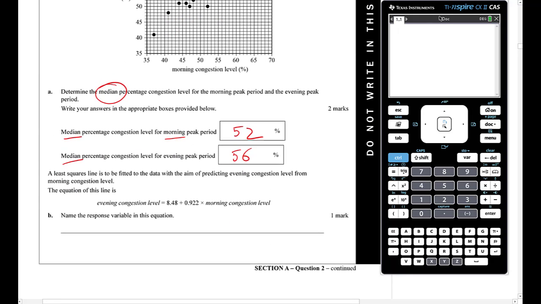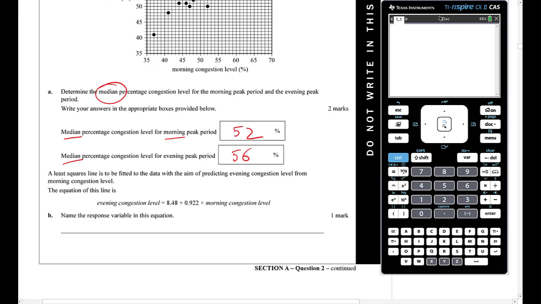A least squares regression line is fitted to the data with the aim of predicting evening congestion level from the morning congestion level. Okay, so we've got our regression line here. Name the response variable in this equation. So this is going to be a give me. It's only worth 1 mark, but this has to be a give me. And when I say give me, it means you should be getting this correct.